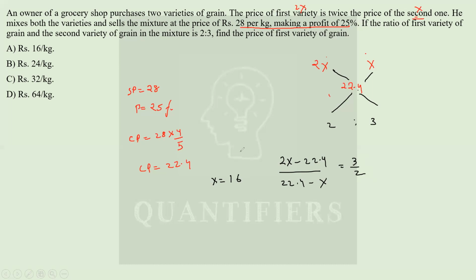Now what is the question? x is not the answer. We have to find the price of the first variety. Now the price of the first variety is 2x. So the answer will be 2 into 16. 32 will be the answer.